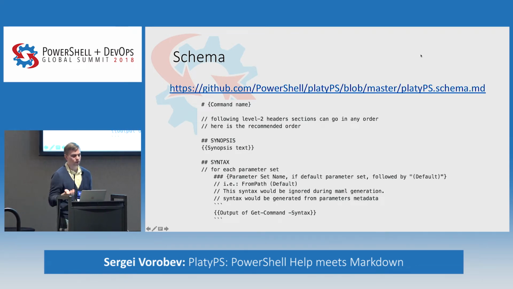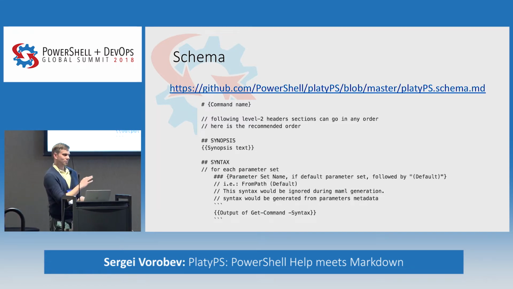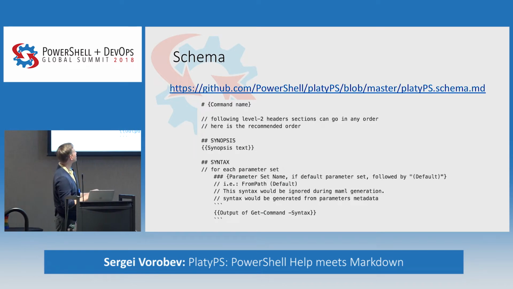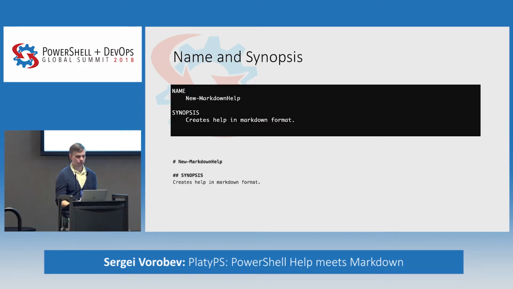So the schema lives in this repository. Basically, the development of PlatyPS happens in the PowerShell PlatyPS repository on GitHub. There is a top-level file, PlatyPS schema.md, which goes into all the very subtle details that you may want to know one day. But now we're not going to go through it. What we will do instead is just look at examples.